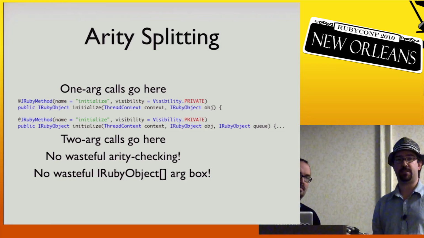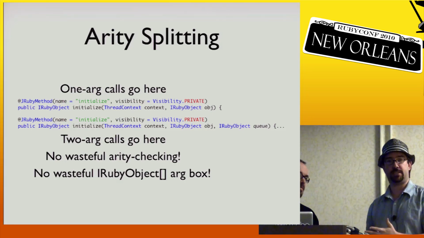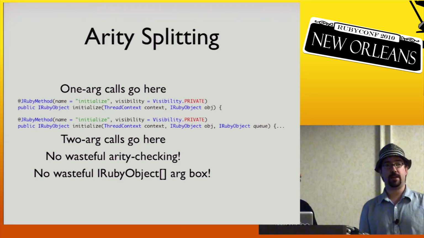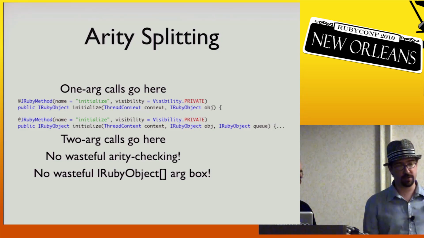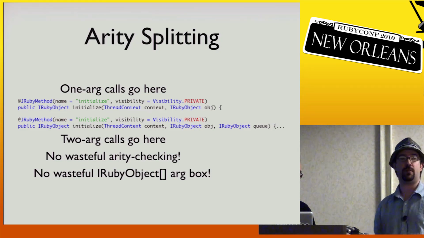The effect of this is that when you write a Java extension, it doesn't even have to do any arity checking. So you go straight through. If you're passing two arguments, it knows straight in. It takes two arguments, goes all the way there.